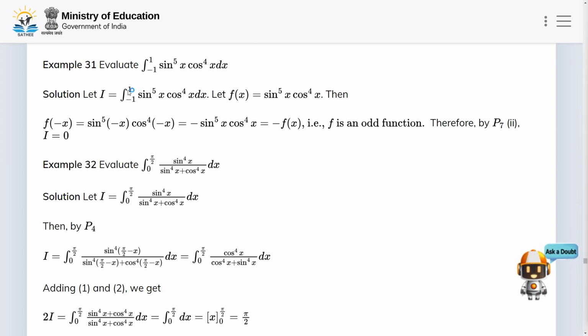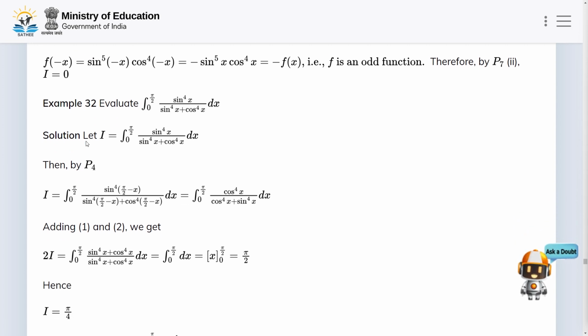Okay, simple. First of all, see that your function is an odd function. How? f(minus x) is equal to sine power 5 of minus x times cos power 4 of minus x, which is equal to minus sine power 5 x cos power 4 x, which is equal to minus f(x). This means f is an odd function. So whenever you have an odd function, use P7 part second, and you will get this integration as 0. Okay, simple.